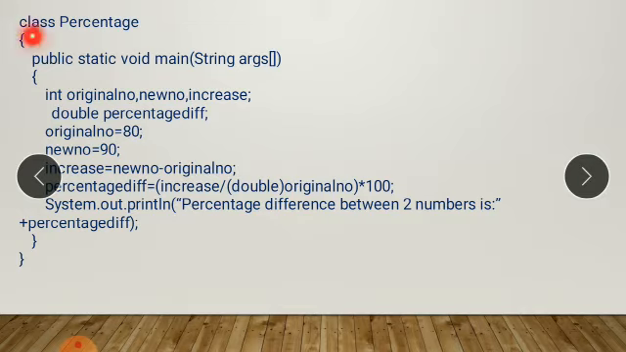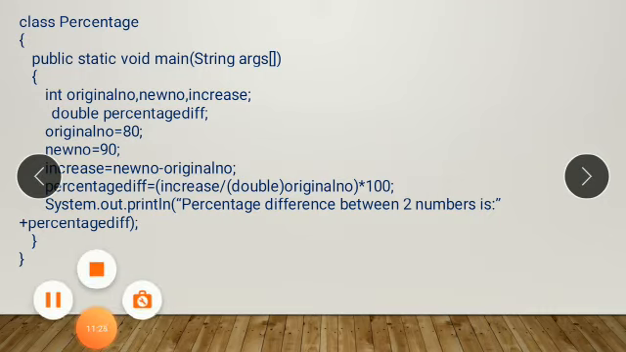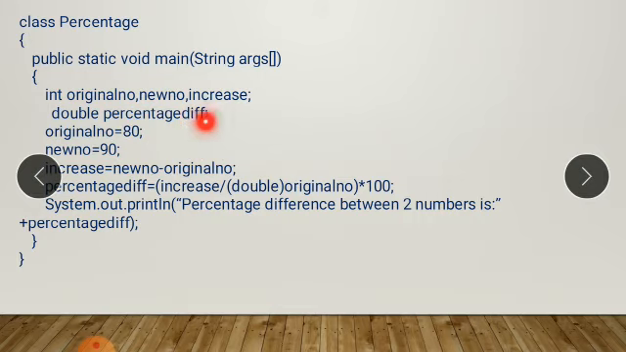First, class Percentage. Public static void main, String args. int originalNumber, newNumber, increase. Double percentageDifference. What is our original number? Our original number is 80. New number, when it is increased, what is our new number? It is equal to 90. Increase is equal to how much it has increased. How can we find out? Increase is equal to new number minus original number, so that we will get that difference.